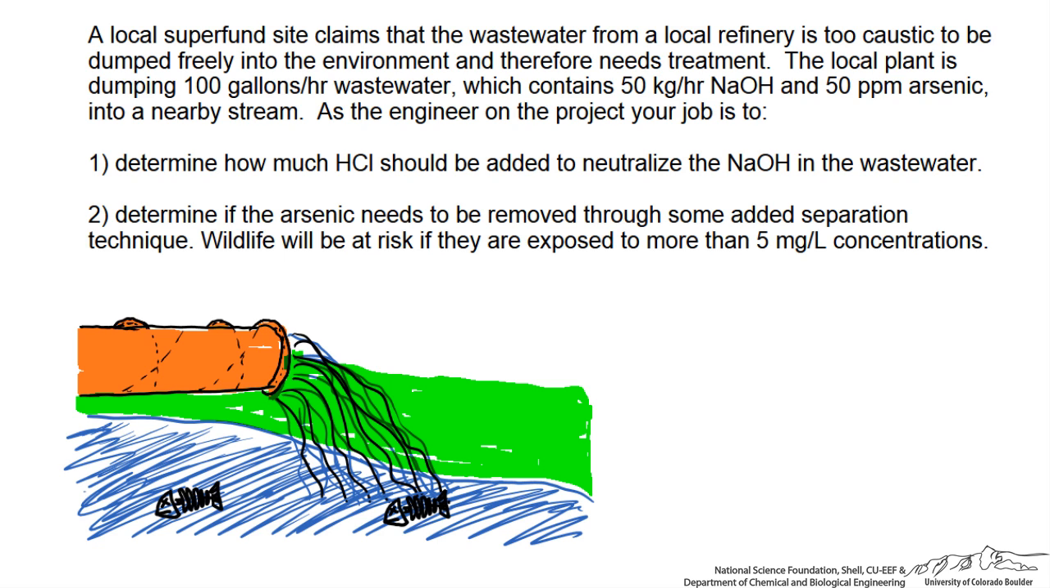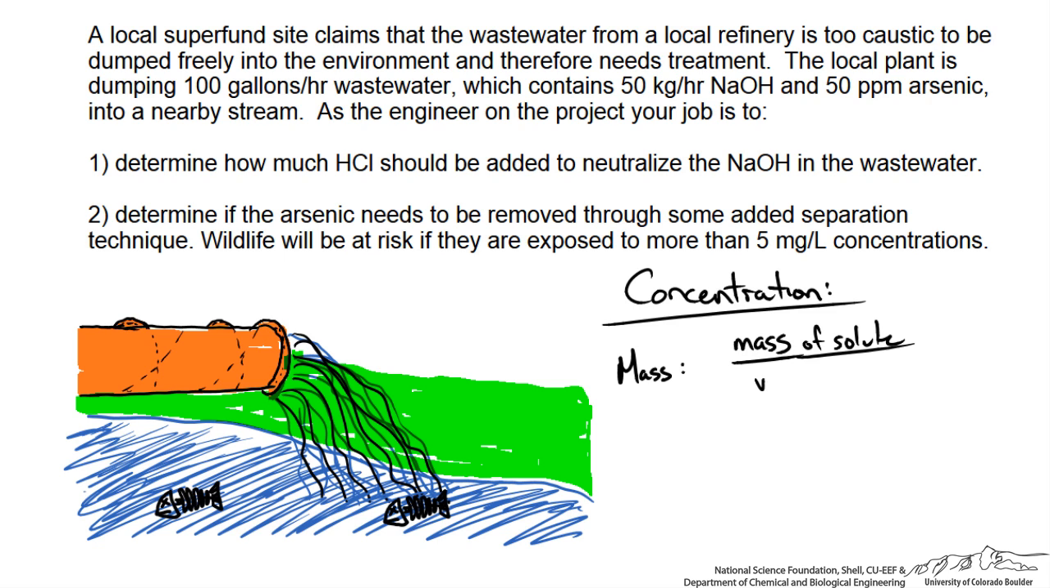Now, we're told that beyond 5 mg per liter of arsenic is dangerous for fish, so we need to relate the 50 parts per million to some kind of mass concentration here at 5 mg per liter. So speaking of that, let's do a quick review of concentration. Now, a mass concentration is just a mass per volume. So our mass of our solute per volume of our solution. So maybe we'll see this as grams per liter.